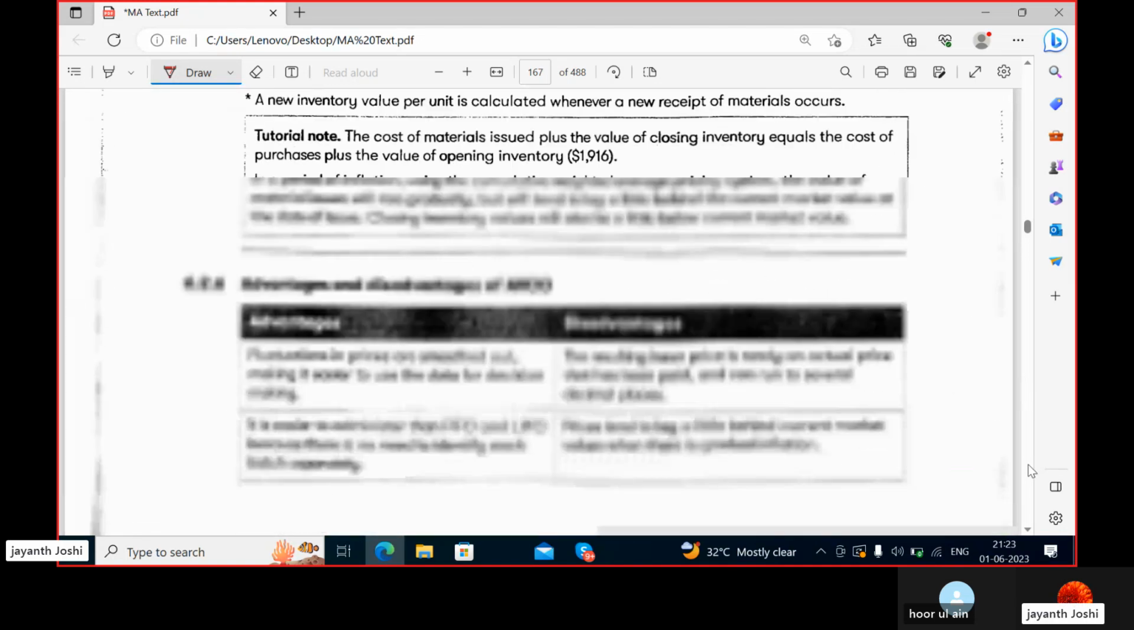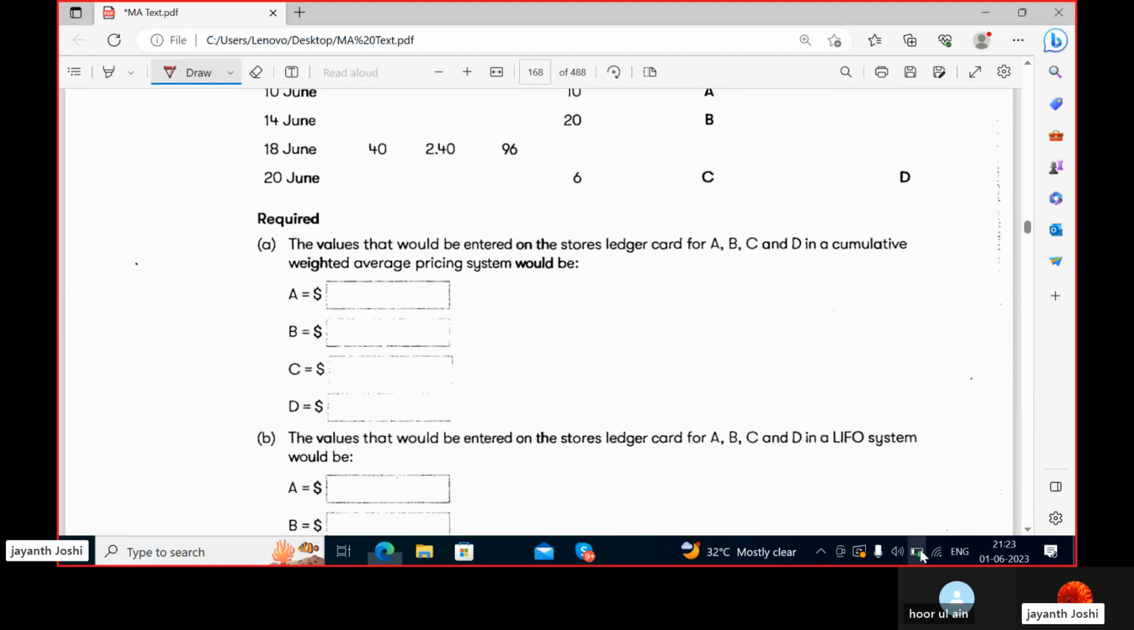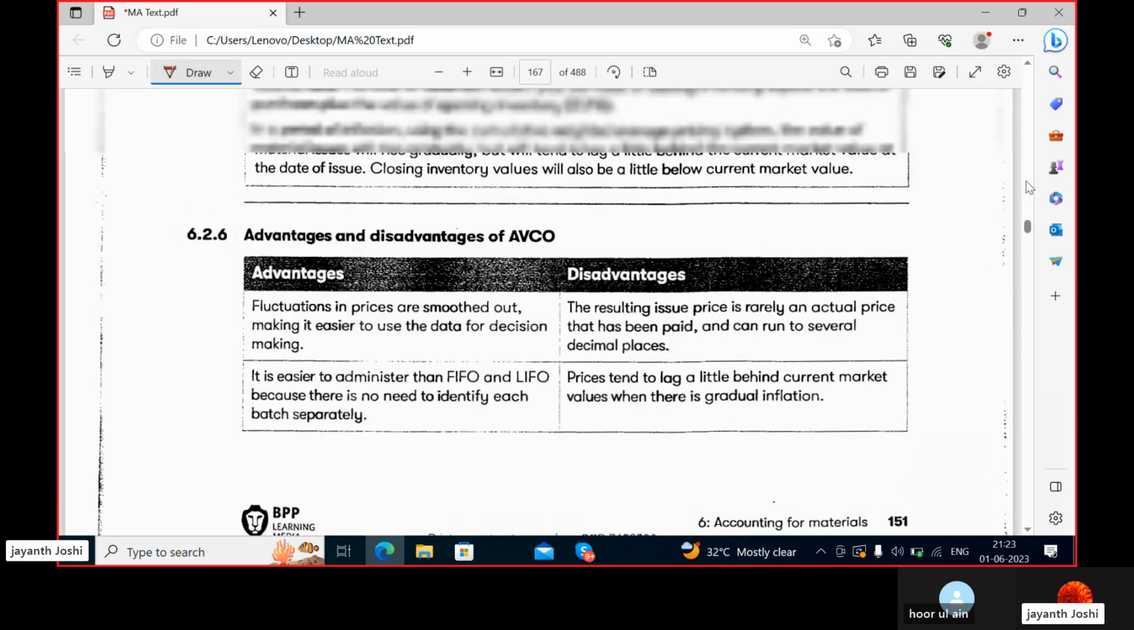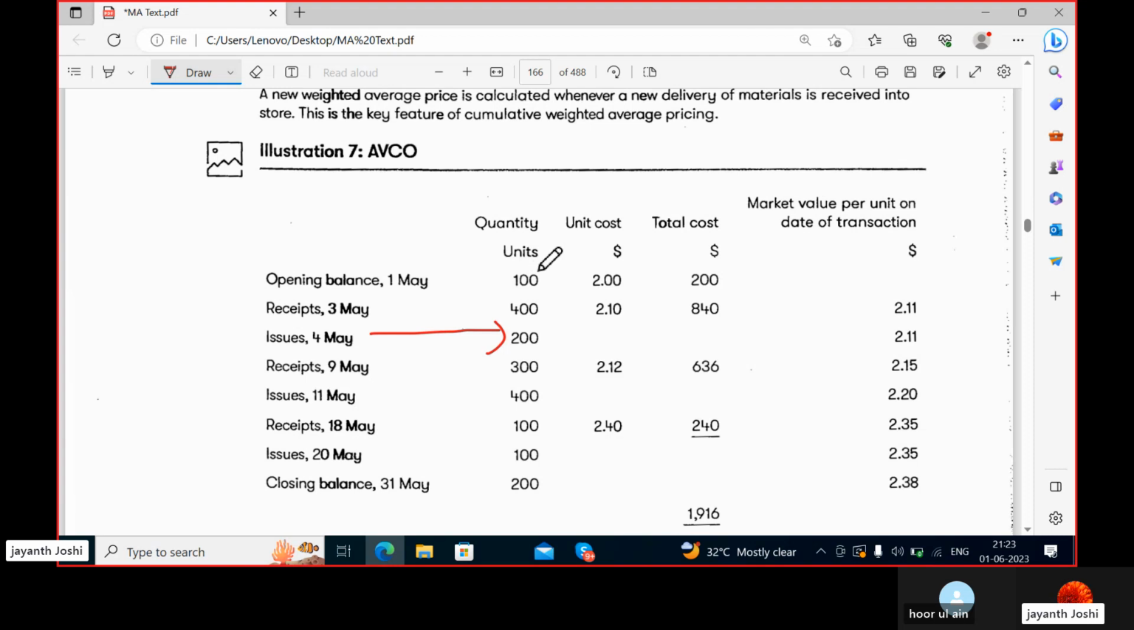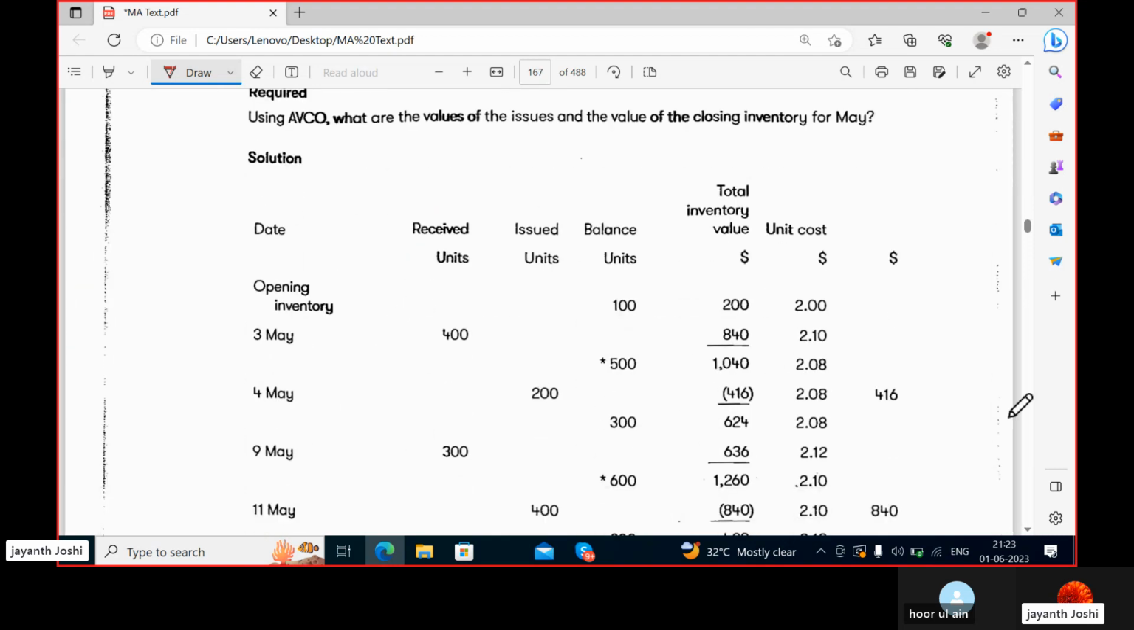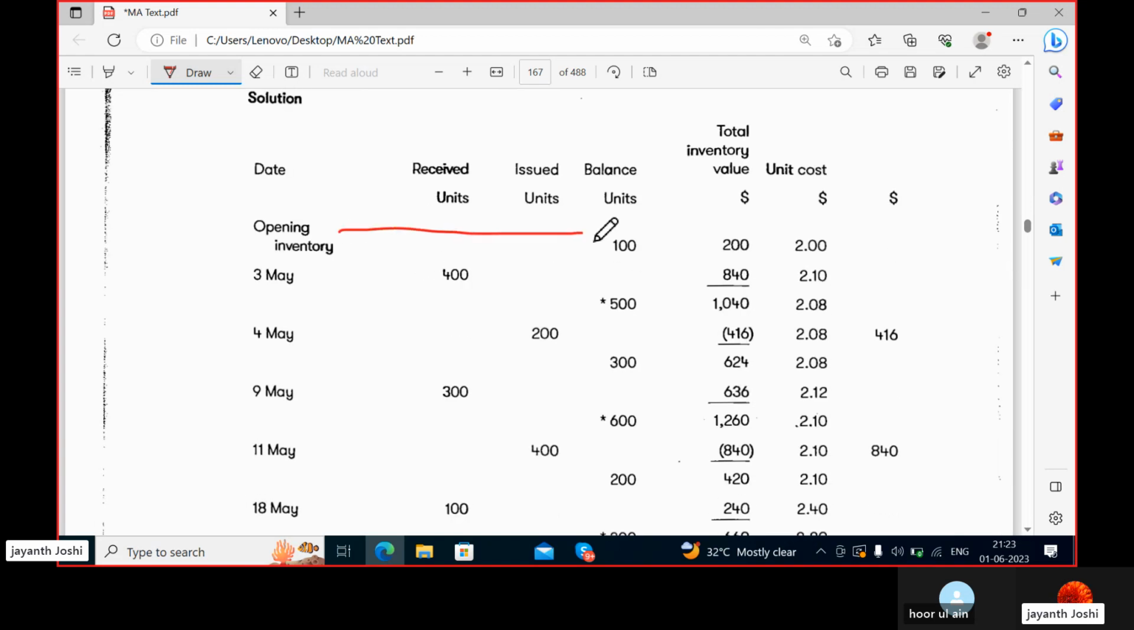AFCO method. This is the final method, which is the conclusion of this chapter. So AFCO, what are we going to do? Again, we are going to take this issue. We are going to take from the beginning, we have opening inventory of 100, and at the rate of $2, it is costing me 200. I have again bought 400 units at the rate of 2.10 and that is 840. So I have total 1040 worth of inventory. And I have how many units? 500 units in total. And when I divide this with this, I get the per unit cost of the inventory.